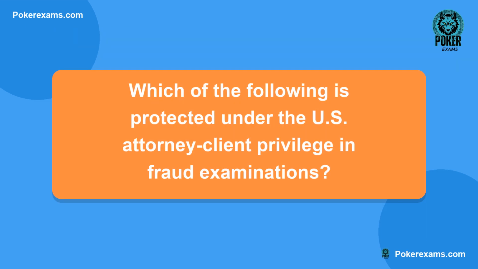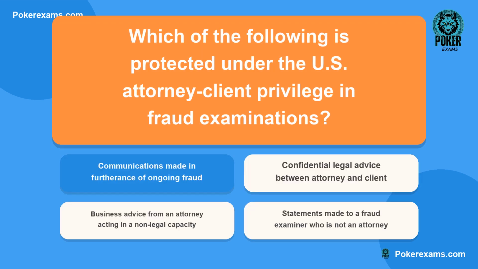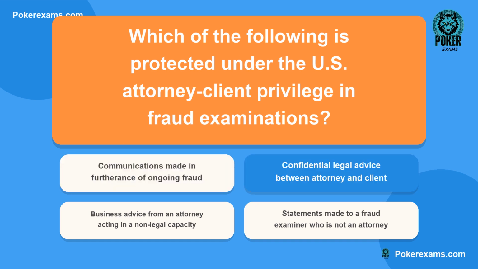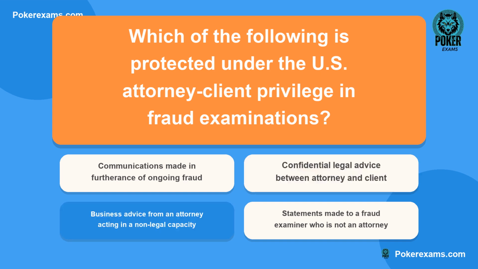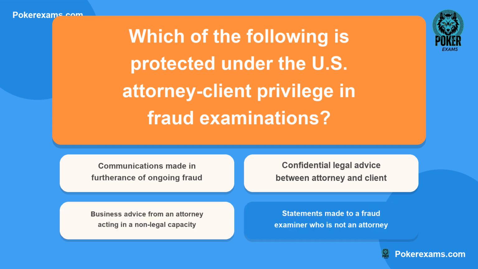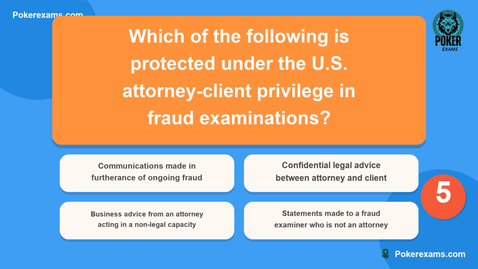Next question. Which of the following is protected under the U.S. attorney-client privilege in fraud examinations? Is it A, communications made in furtherance of ongoing fraud? Or B, confidential legal advice between attorney and client? Could it be C, business advice from an attorney acting in a non-legal capacity? Or lastly D, statements made to a fraud examiner who is not an attorney?